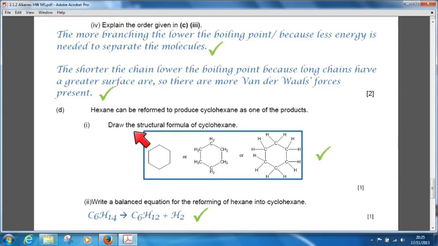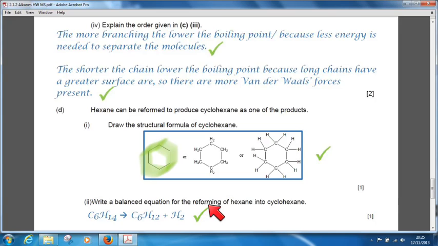Asked here to draw the structural formula of cyclohexane. Hexane is 6 carbons, which we have over here in a cycle, will give us cyclohexane. In any question, if they ask for the structural formula, which they have done so here, and you give them more information than what is required, i.e. the skeletal or the displayed, that would equally qualify for a mark.